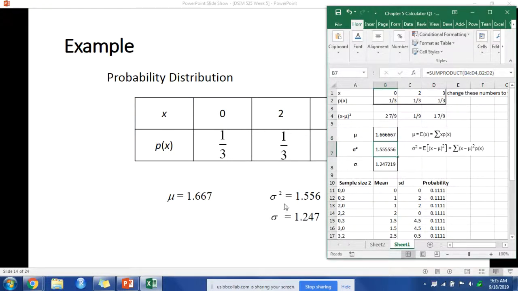We can find the variance with this formula. We're going to do a similar sum product function, but we have to calculate the difference from the mean squared first. So in here, I just found the difference of our random variable from the mean value and then squared it. That gives us each of these values. Then we take the sum product of this times the probabilities. And then to get standard deviation, we just take the square root of that value.